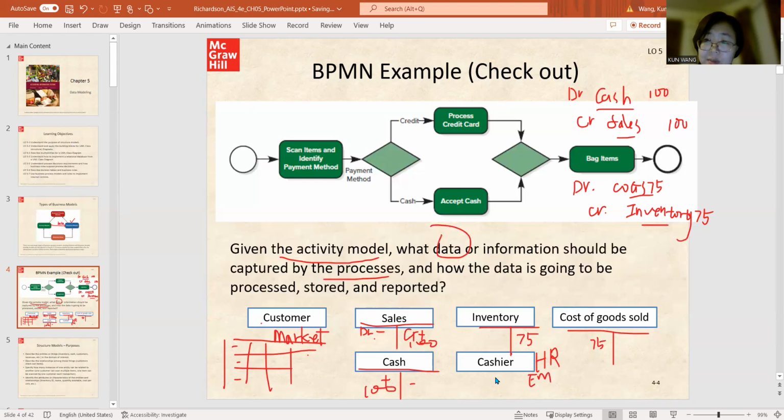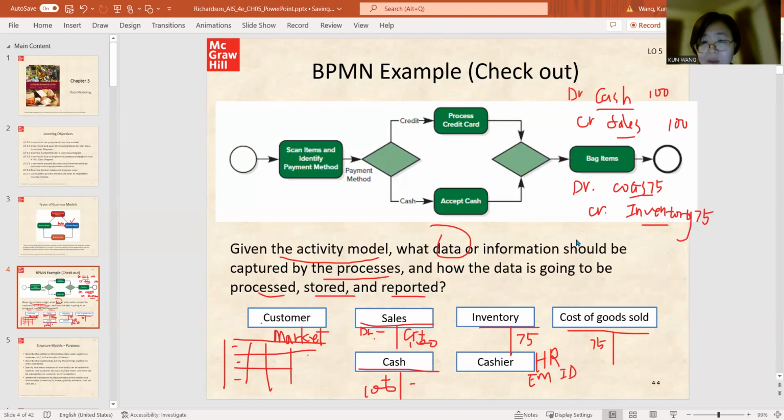And for the cashier, what information do we normally maintain? Employee ID, like your student ID, then their name, also their address, contact information. Then probably payroll data, hourly working hours, so we can calculate the payroll, right? So of the data, we should maintain, capture, process, store, and report for different purposes.